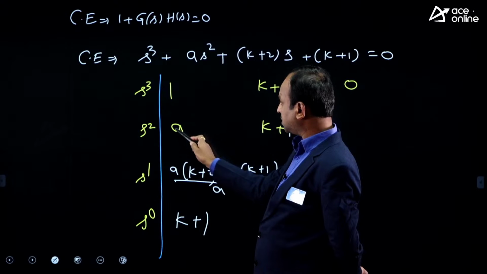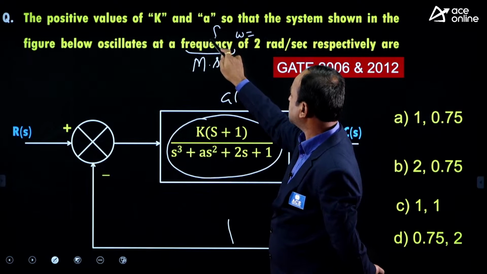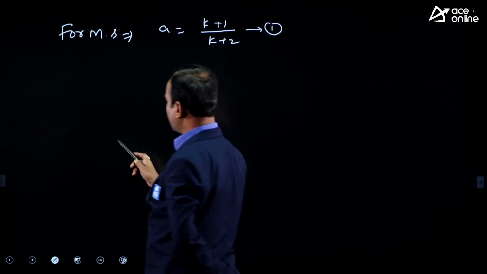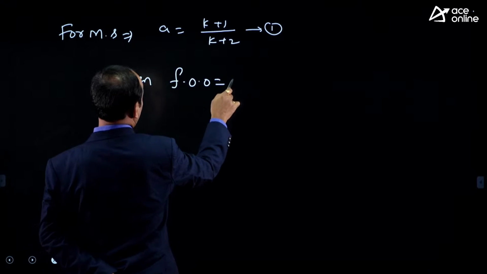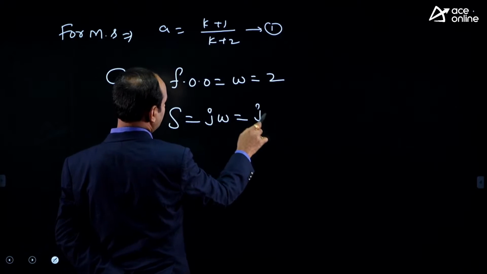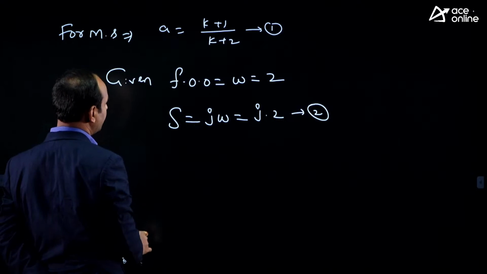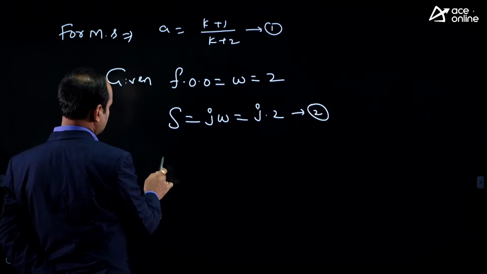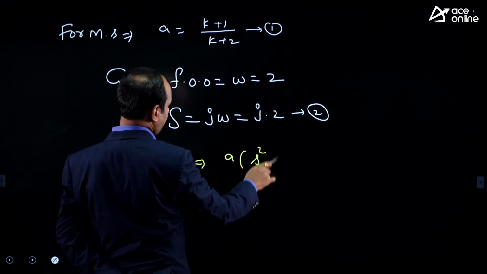And write the auxiliary equation. Also, the frequency of oscillation is given here: omega equal to 2 radian per second. So we can write s equal to j omega, that is j2. This is equation number 2. From the table, the auxiliary equation I am writing as a s^2 plus (k plus 1).